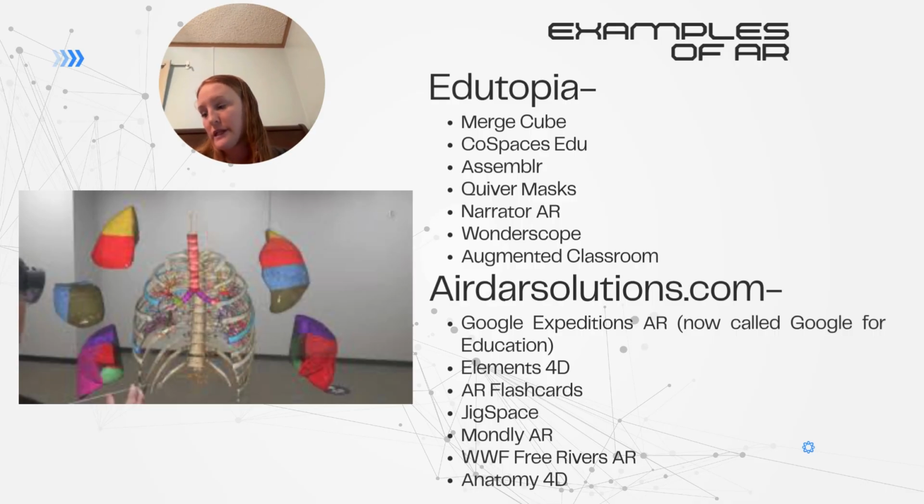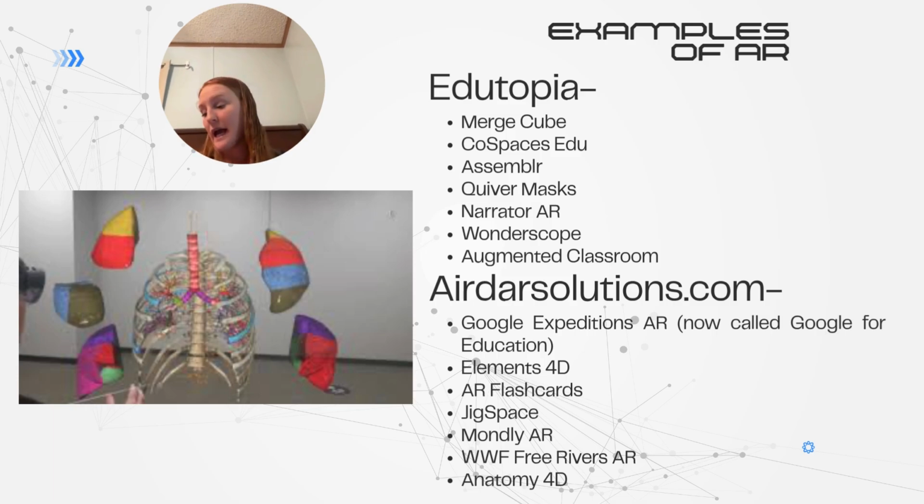WWF Free Rivers AR is the World Wildlife Foundation, and they have a program for river ecosystems. Students can look at virtual landscapes within their classroom. They can interact with nature, wildlife, and human development. And one of the main things it does is to show how dams impact river flow, how it displaces animals, and then a community and civilization's dependence on water systems.